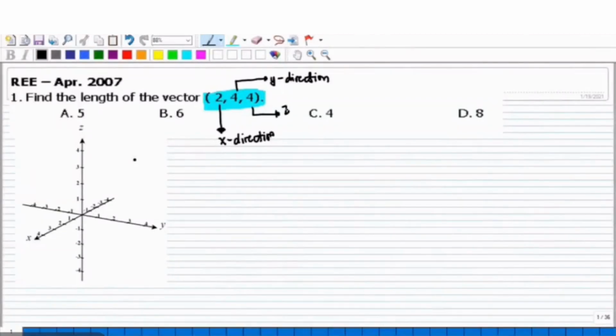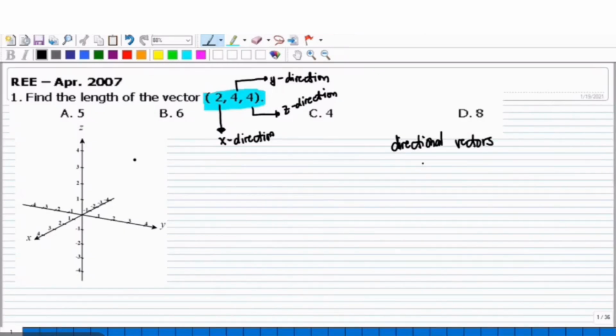This is in the z direction. So along z ito. Okay? Now, in vector notation, this is represented by the directional vectors i, j, k. So ano po yung i, j, k natin? Just to give you a background on directional vectors.